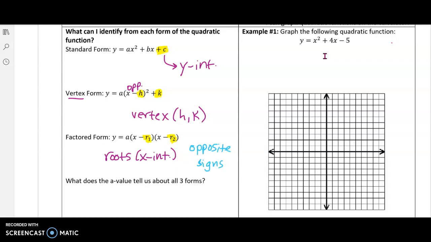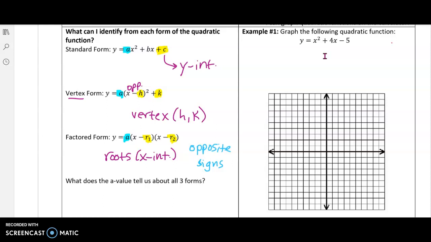So what does the a value tell us? Please note, guys, that they all have an a value. Every single form has an a value, and that tells us how skinny or wide our parabola is, but we're not going to get into that now. But it also tells us whether the graph opens up or down, which does help us.